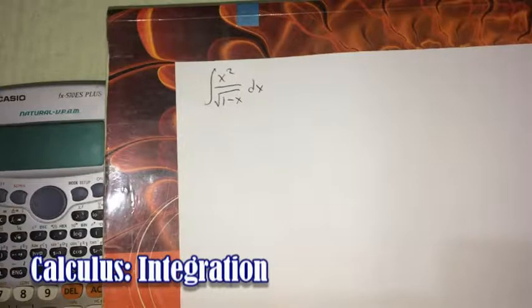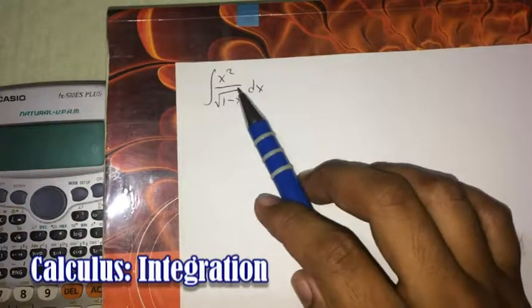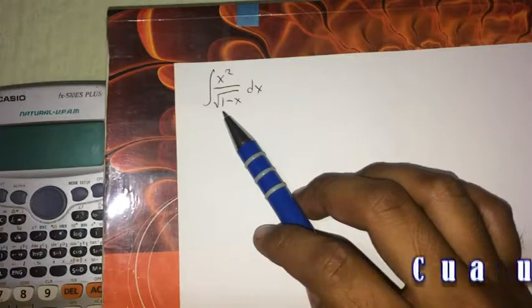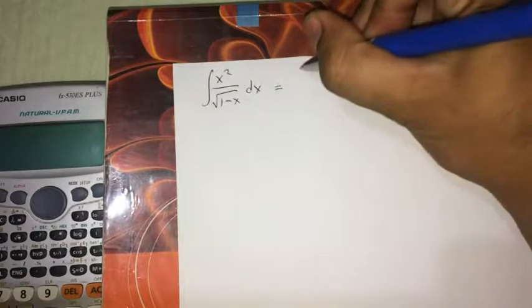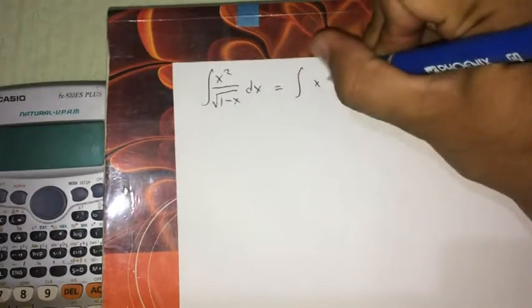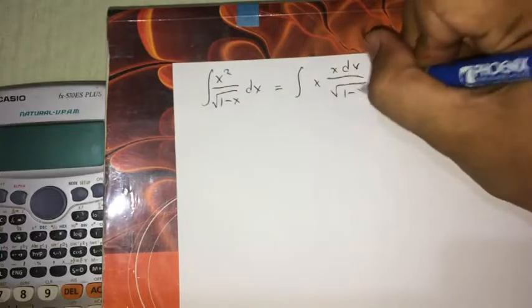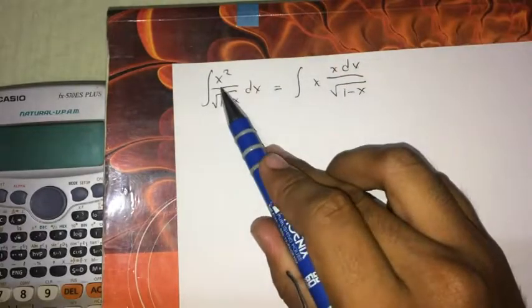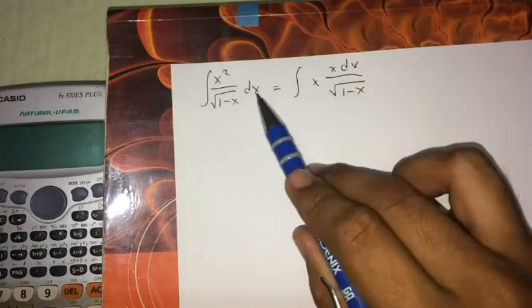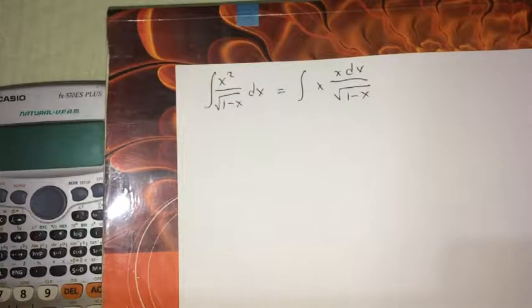So we start with our given, the integral of x squared over square root of 1 minus x. So napapansin po ninyo, ang ating denominator is naka-radical. So unang-unang gagawin, i-equate po natin ang ating integral into x dx over square root of 1 minus x. Itong x squared po natin, hiniwalay po natin xx. And yung dx po natin, ginawa po nating numerator over the square root of 1 minus x.